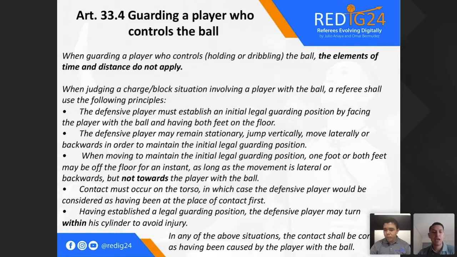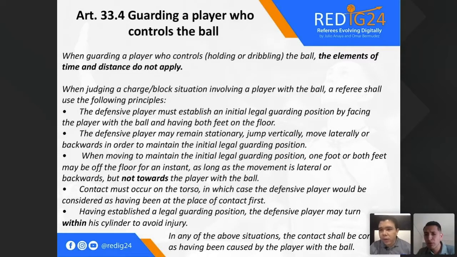And fifth, having established a legal guarding position, the defensive player may turn within his cylinder to avoid an injury. Only in any of the above situations, the contact shall be considered as having been caused by the player with the ball. So just remember, elements of time and distance do not apply. This is the key point right here. And we have a couple of examples right now, and we have the same activity for these examples.